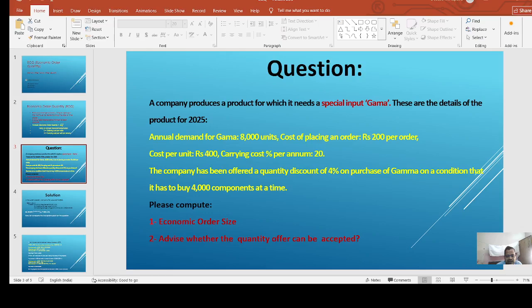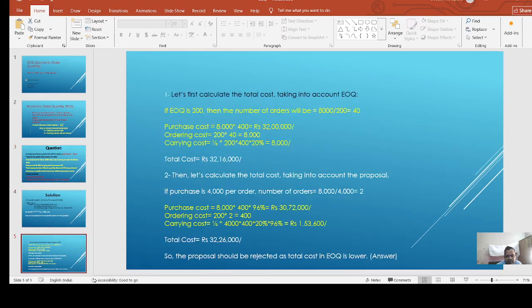Cost per order is how much? The cost of placing an order is how much? 200. Okay, so see that. The ordering cost is 200 per purchase. The company has to incur 200 rupees. How many times does it have to order? 40 times. So carrying cost is how?